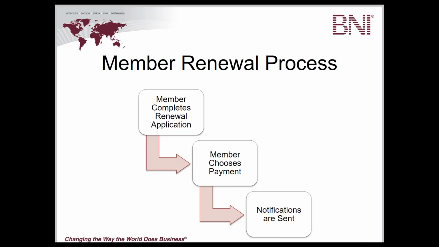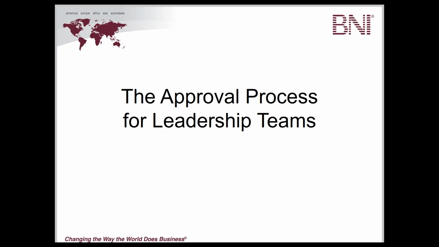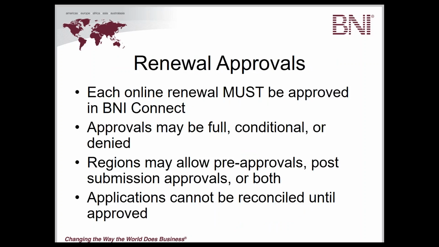All right, so here's what I'd like you to do. I'd like everybody to take their member hats off. And we are now going to put our leadership team hat on, most specifically the membership committee and the vice president. So there's some unique things about the online renewal process. And the first is that if you're using the online renewal process, you must also use the online approvals. In order for this application to flow properly, once it's been submitted, the VP or somebody from the membership committee needs to go and render the decision in BNI Connect.